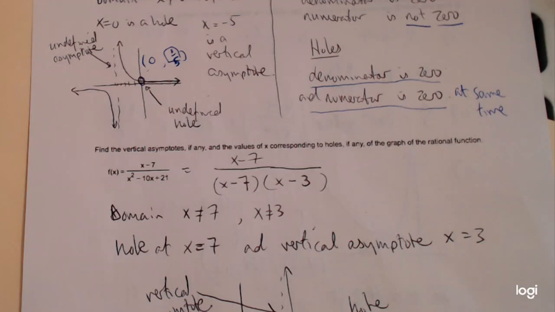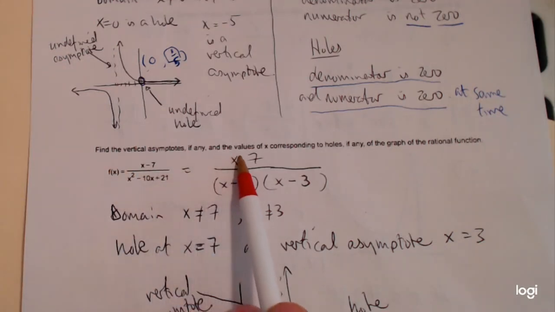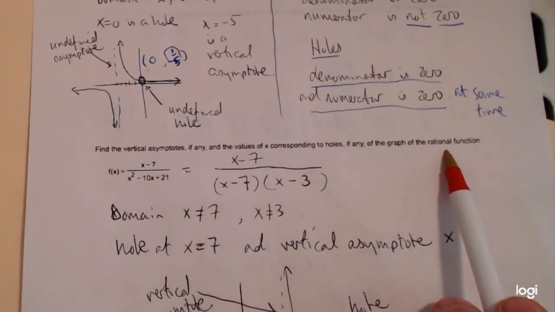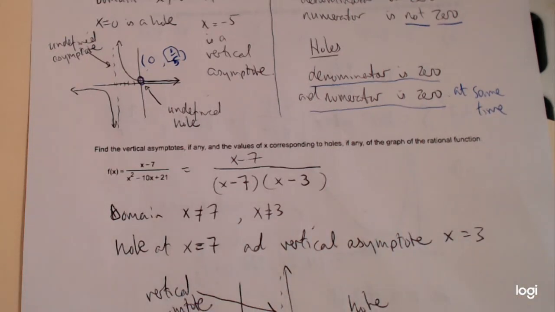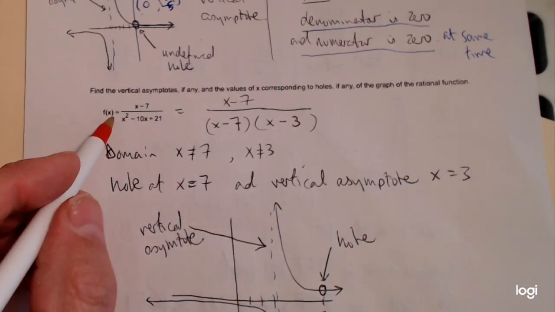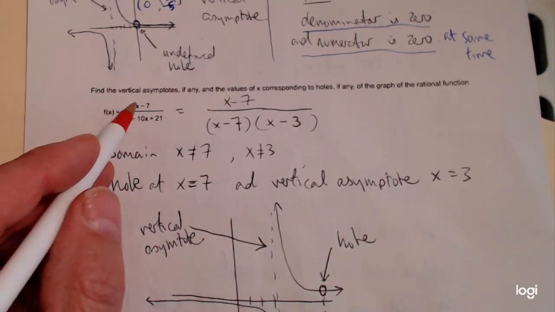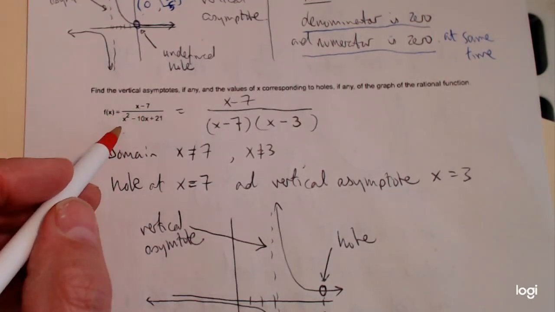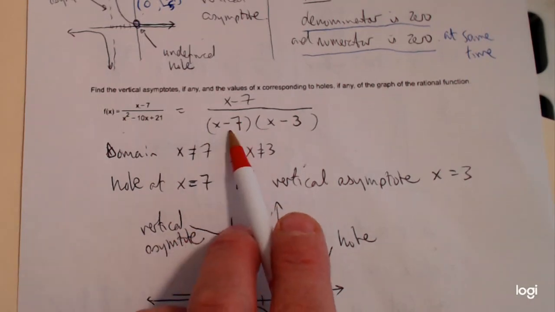All right, another example. Find the vertical asymptotes, if any, and the values of x corresponding to holes, if any, of the graph of the rational function. So first of all, it doesn't ask about this, but the horizontal asymptote is going to be y equals 0. All right, so first things first, I factor the top and the bottom.